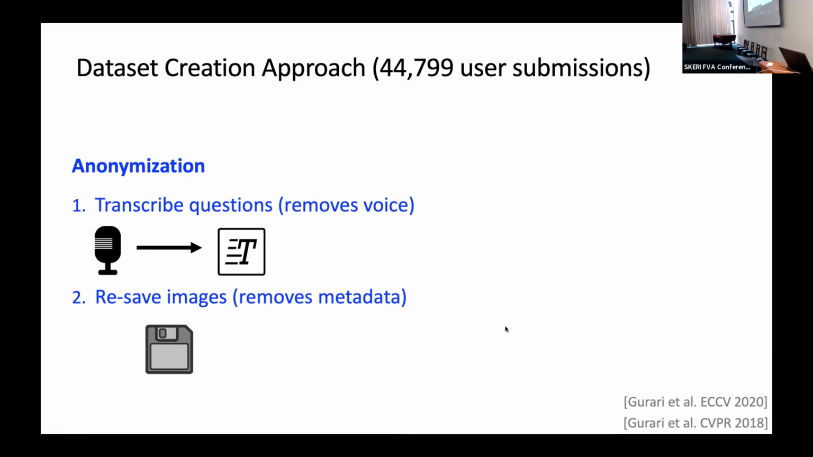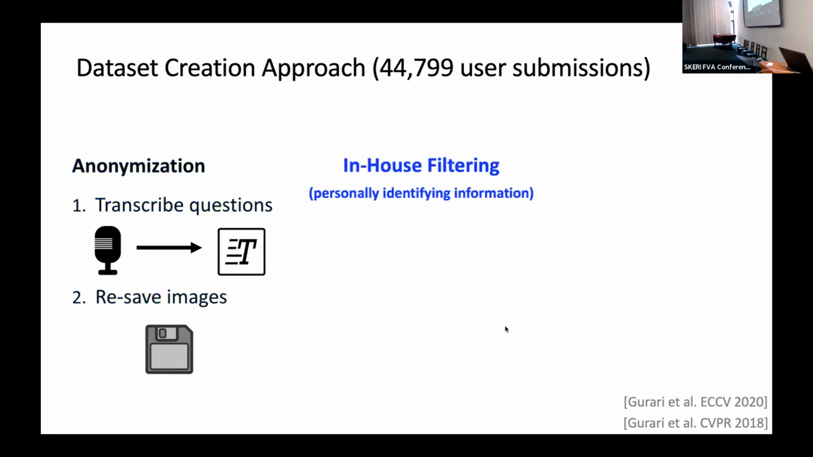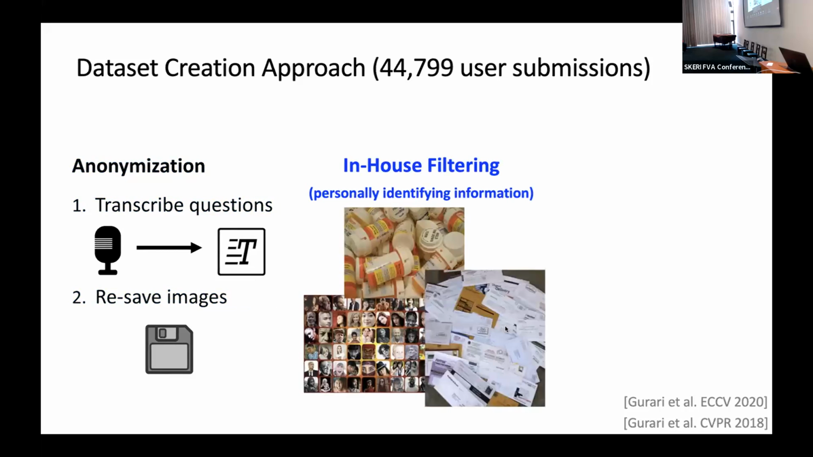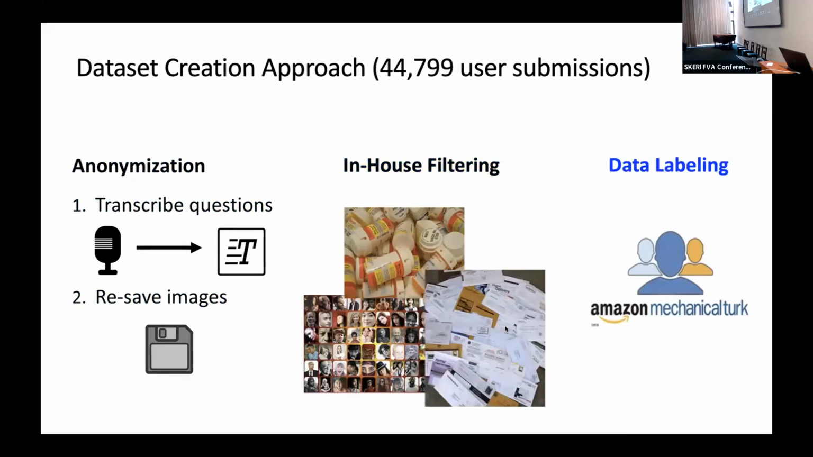And this is a non-trivial effort when you're dealing with real people's data. The first step we did was we anonymized the data, which involved transcribing the questions to remove people's voices, and we resaved images to remove any kind of metadata. We then went through every single one of the images multiple times to ensure there's no personally identifiable information in any of the data we shared. We found things like faces, prescription pills, mail, and more.